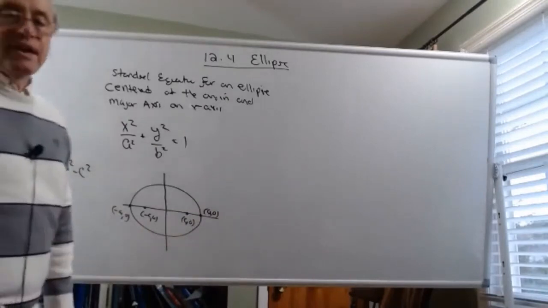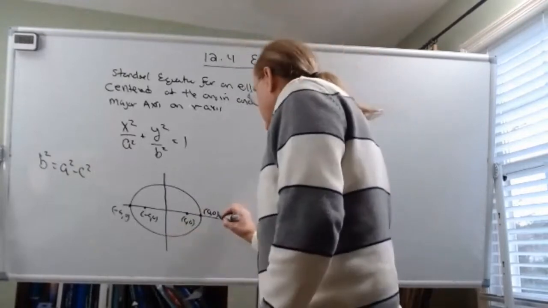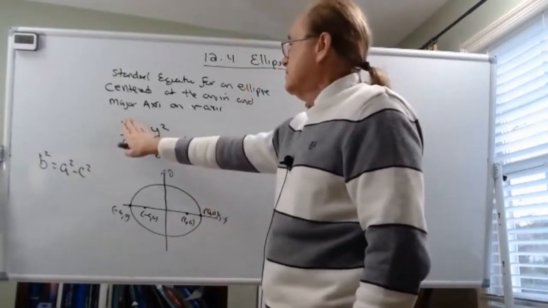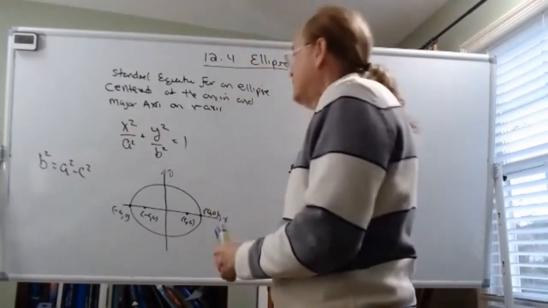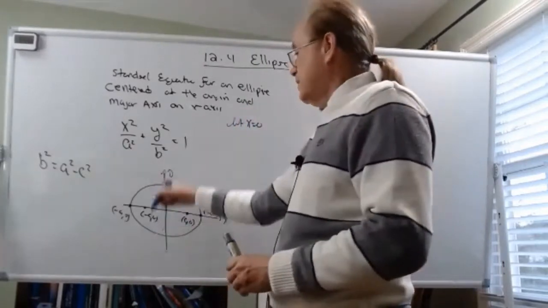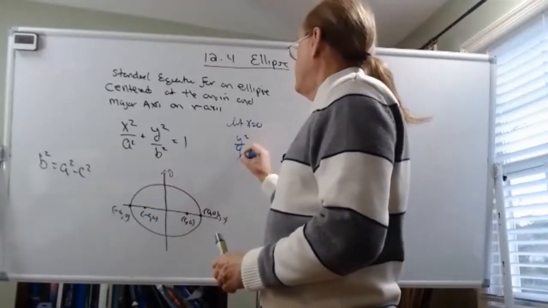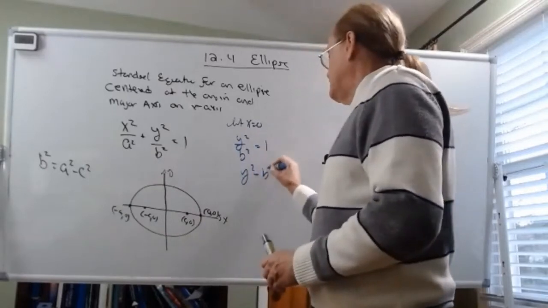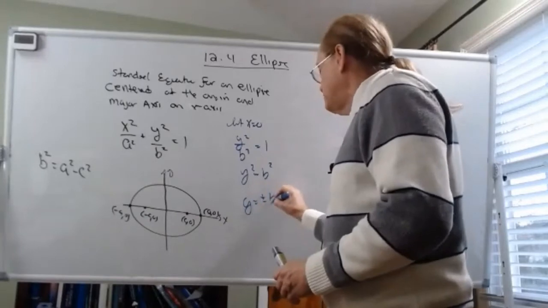Now, what does that b value equal? Well, if I simply set x equal to 0 over here, so there's my x value. If I set x equal to 0 and I solve that, what do I get? So let x equal to 0. So I'm looking for the y-intercepts. So I get y squared over b squared is equal to 1, or y squared is equal to b squared. Taking the square root, I get y is equal to plus or minus b.